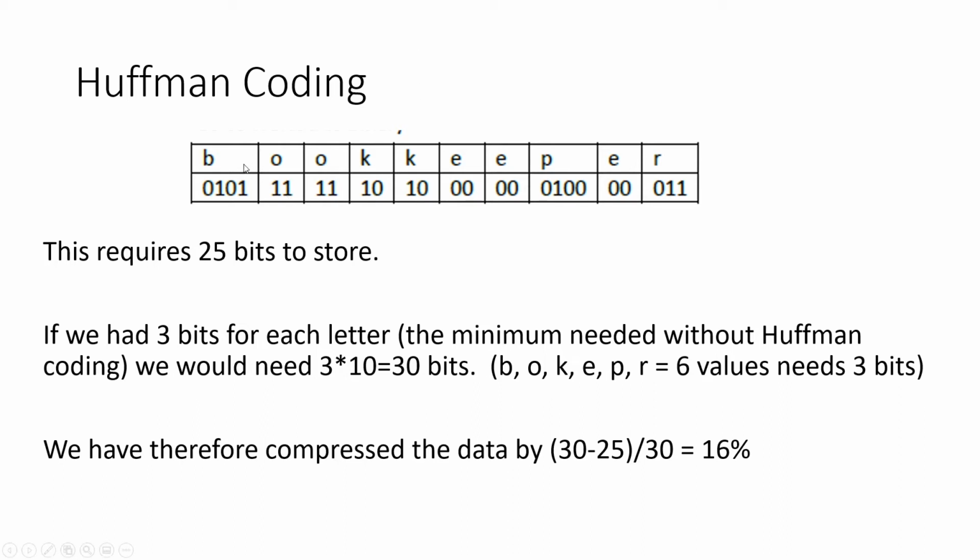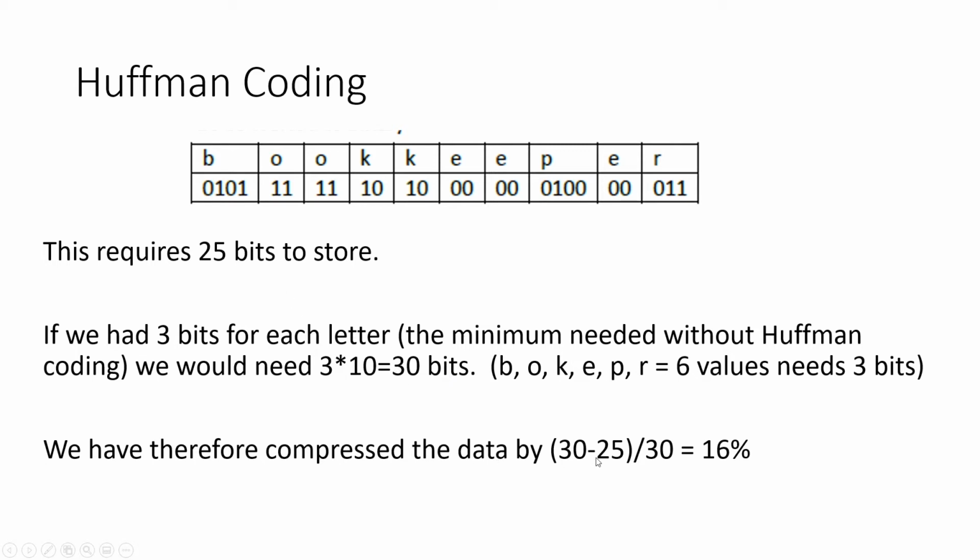We know that there are 6 different letters there, 6 different values. How many bits would we need to store 6 values? Well, 1 bit would store 2 values, 0 or 1. 2 bits would store 4 values, for example 00, 01, 10, 11. 3 bits would allow us to store 8 values, so that's how many we'd need. We'd need 3 bits to store each of these characters. There are 10 characters, so it's 3 times 10, which would take us 30 bits. So without using Huffman, it takes 30 bits, compared to 25 bits with Huffman.